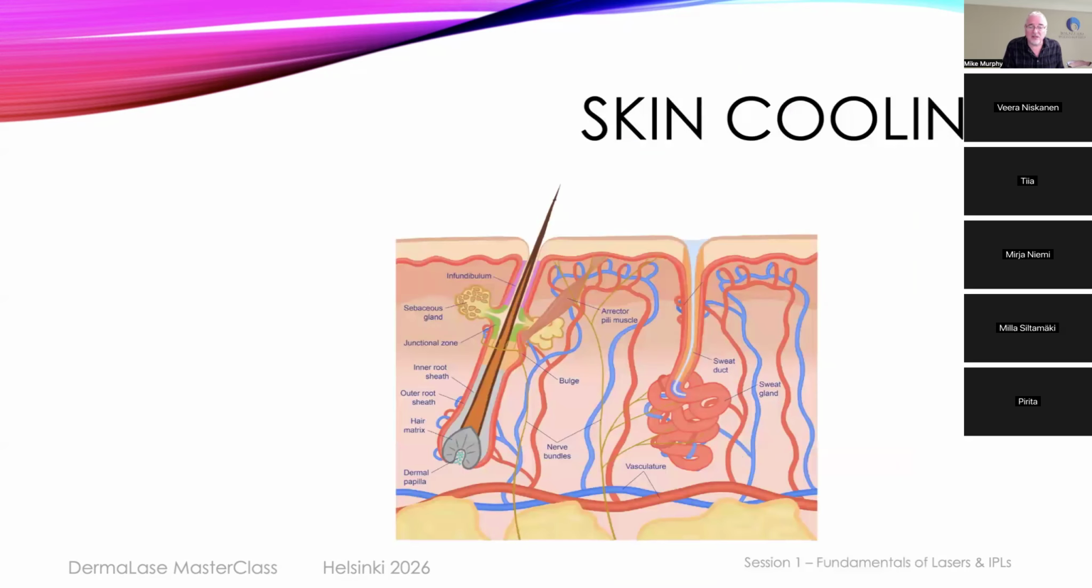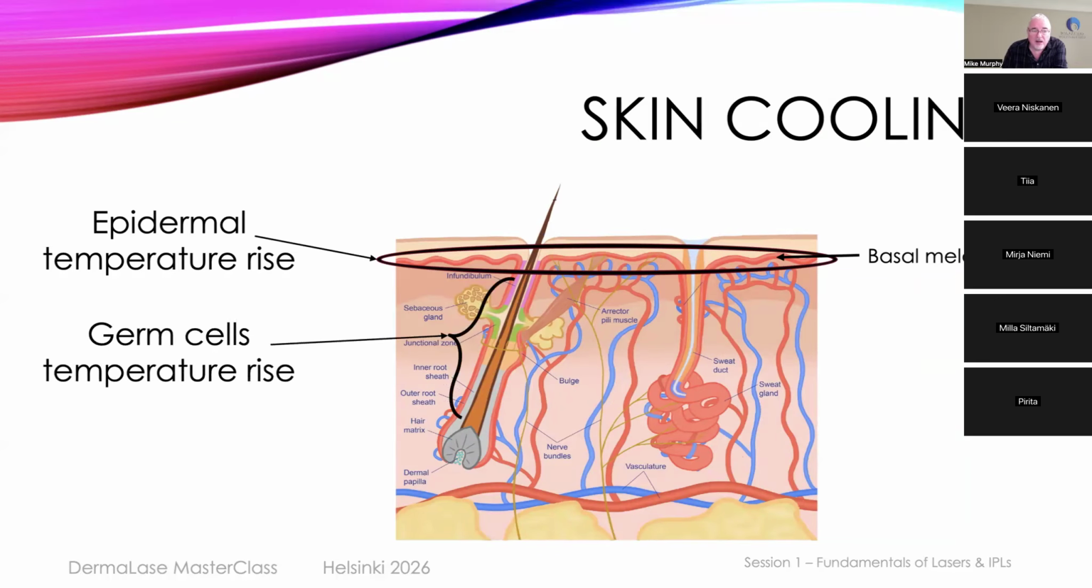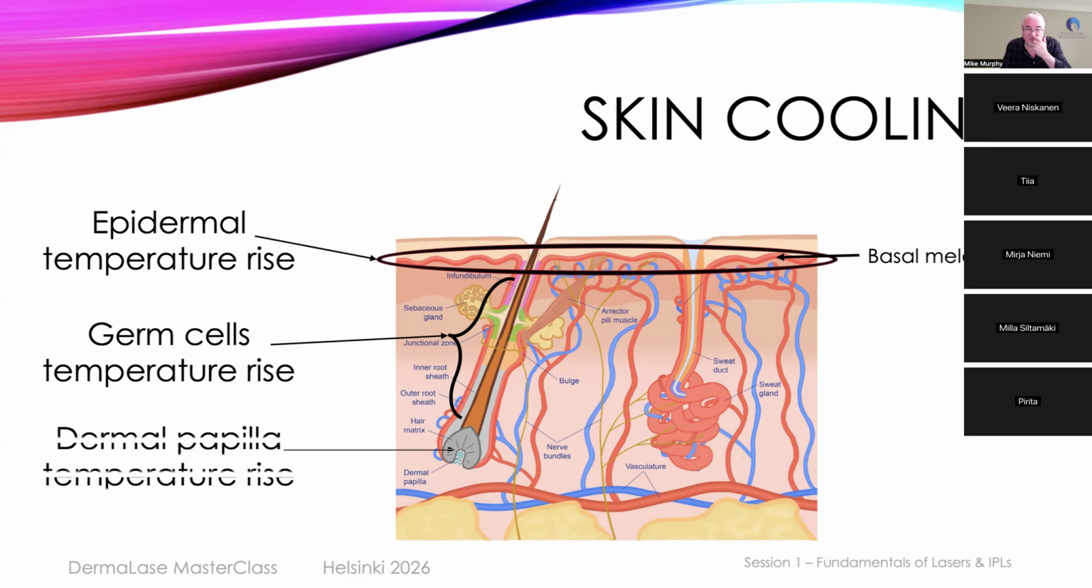Right? So here's the cooling idea. There's your basal melanin layer just below the epidermis. That's where all your epidermal temperature rise is going to go, depending how much melanin there is. And then the germ cells in the hair are going to be found in the bulge here and around the papilla here in the matrix. There's a lot of melanin in the matrix, actually. In fact, up to 5 times the concentration in the matrix compared to the hair. But we'll talk about that in the next session.